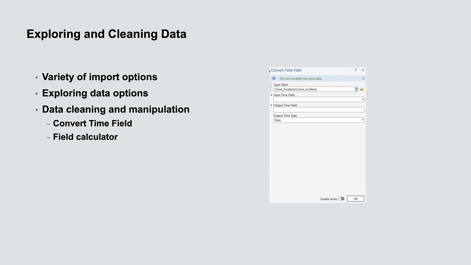So we'll show you some tools that allow you to do that. One of the big ones is Convert Time Field, which allows you to just specify the format that your current data is in, whether it's text or something else. Provide that format, and it will convert that into a date field that you can then use in your analysis.